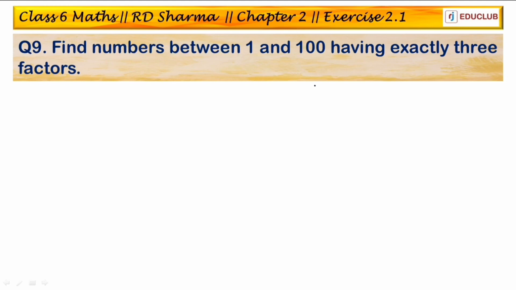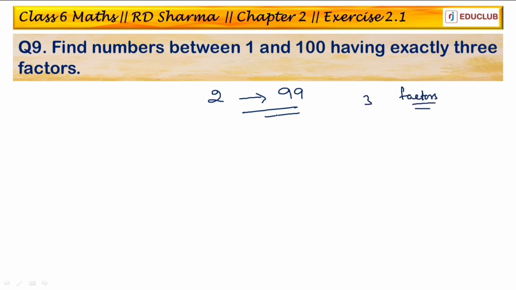Next is question number 9. Find numbers between 1 and 100 having exactly 3 factors. Okay. We have to find the number between 1 and 100. Means we have to check numbers from 2 to 99 which have only 3 factors.